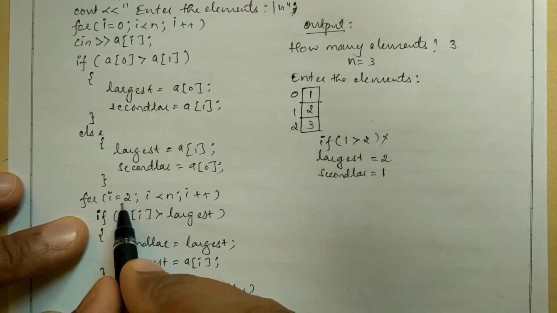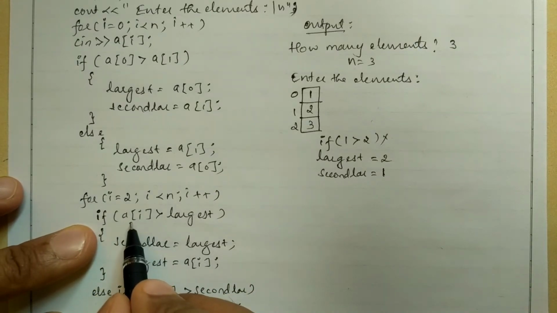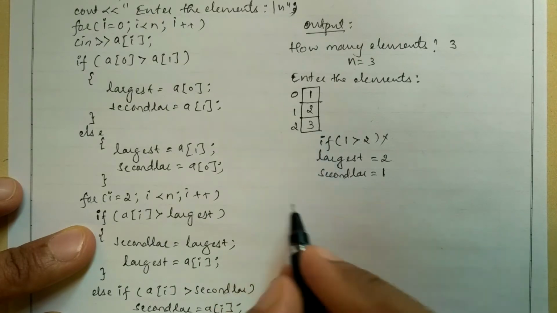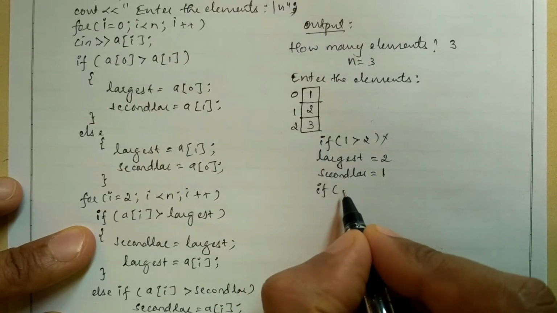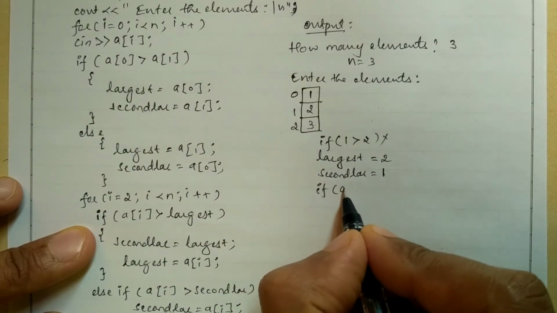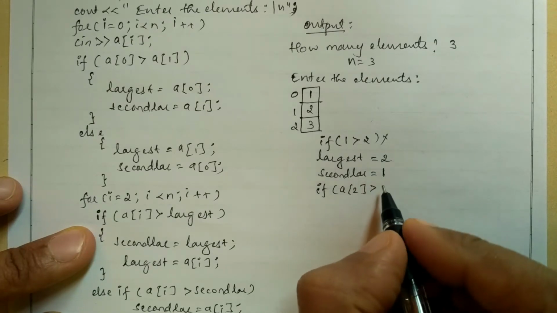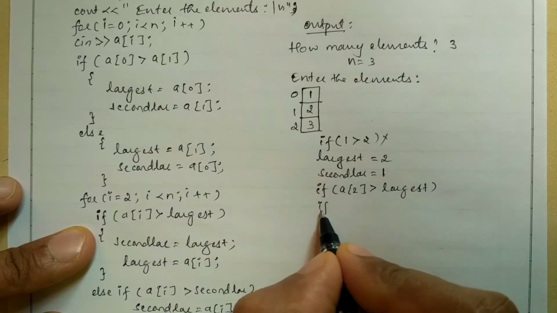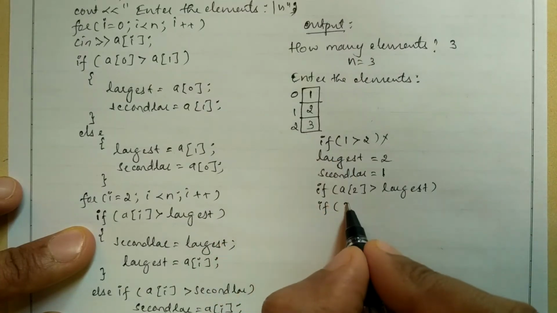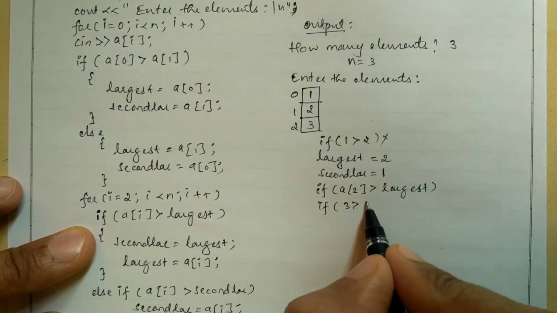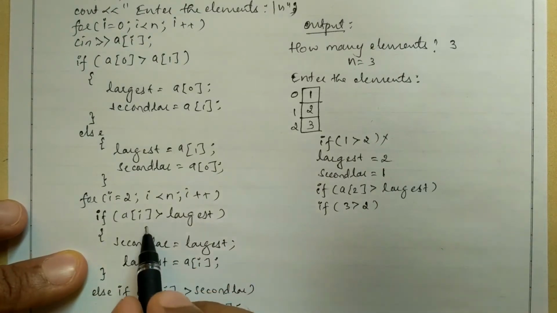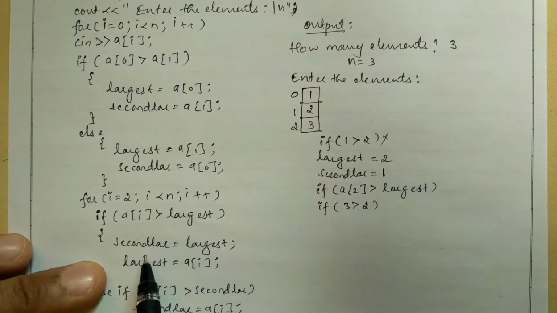For i is equal to 2, and a of i is what? A of i, that is a of 2, consists of what? 3, correct? So next we are going to check the condition: a of i is greater than largest. Here I'm going to write: if a of 2, which is 3, is greater than largest, which is 2. So is 3 greater than 2? Yes, the condition is true. Once the condition is true, these two statements will get executed.